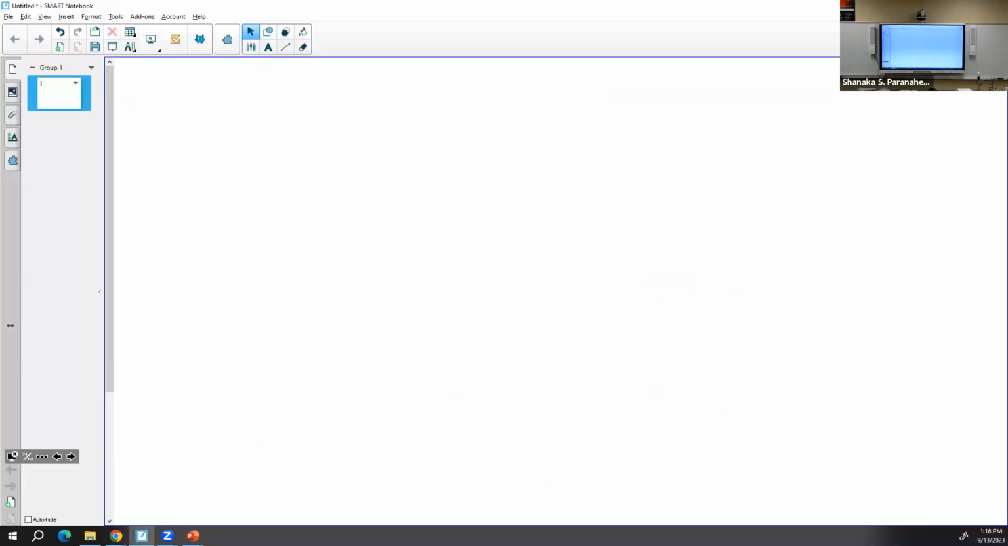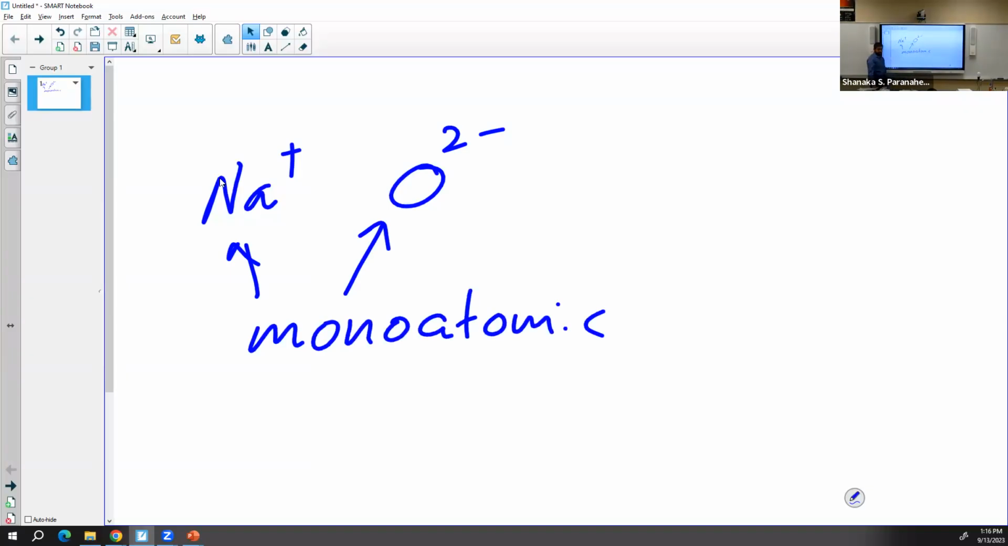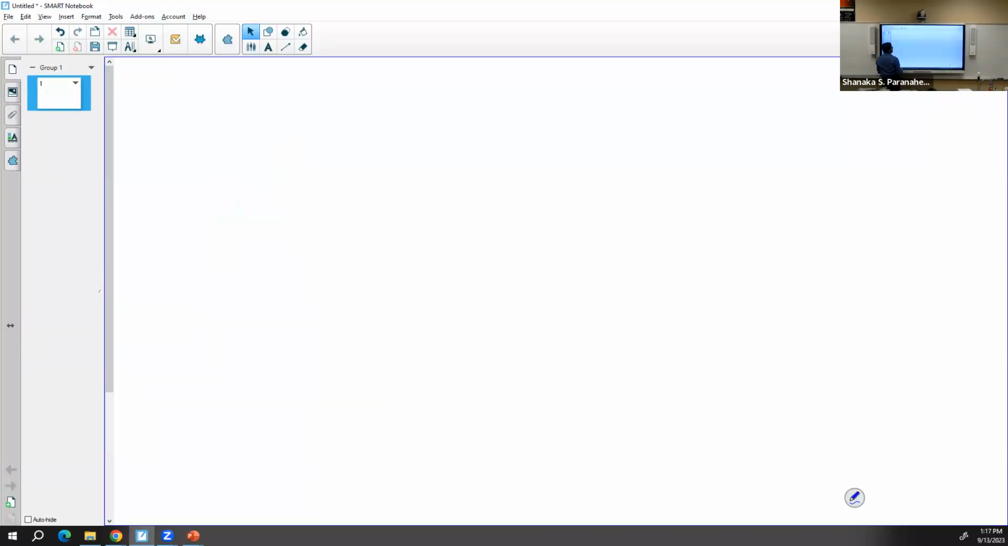So all the ionic compounds we have learned so far have only one atom in the ion, like sodium plus, oxygen minus. So these are monoatomic ions, a single atom in the ion. Today we are going to learn a different type of ion. An ion always has a net charge. The difference between those ions and these ions is the number of atoms. Now we have more atoms in the ion. That's why it's called polyatomic.